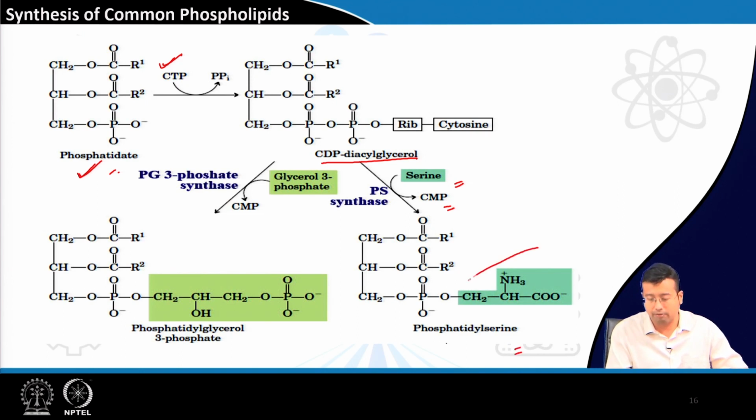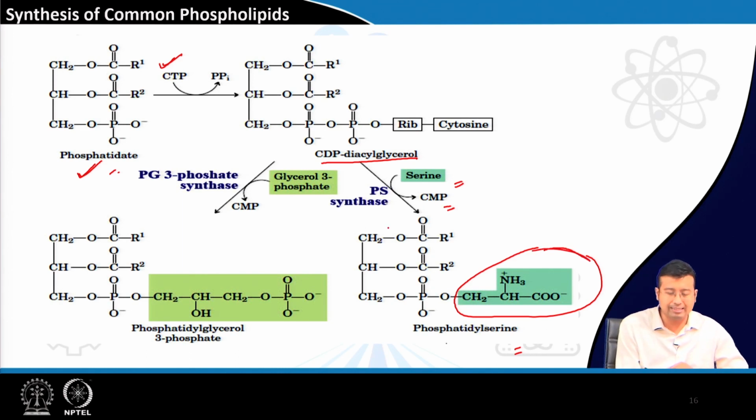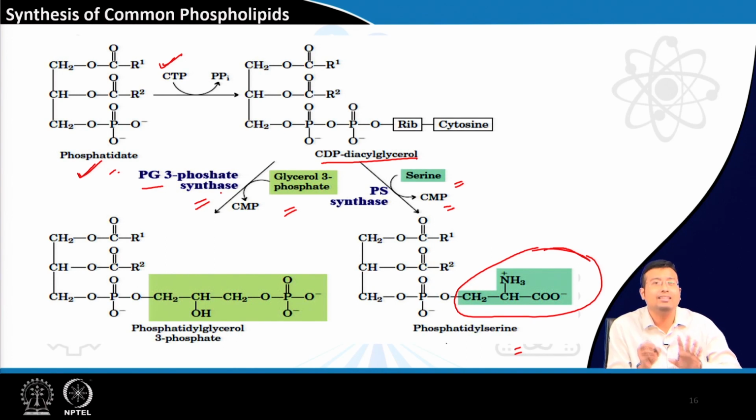This head group can vary, but the basic structure will remain the same. In this case, what is getting attached? A glycerol 3-phosphate molecule. This is getting attached with the help of PG3 phosphate synthase, that is, phosphatidyl glycerophosphate synthase.